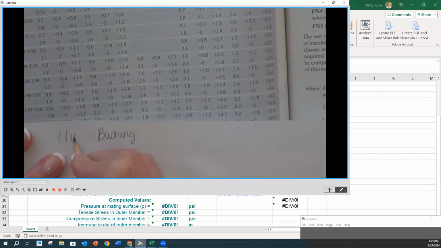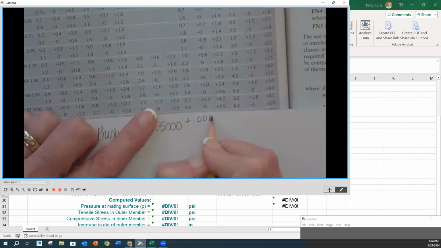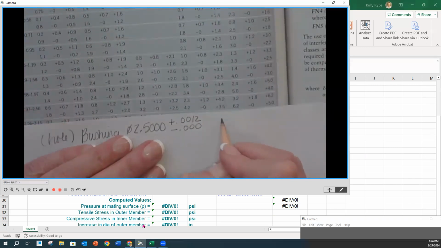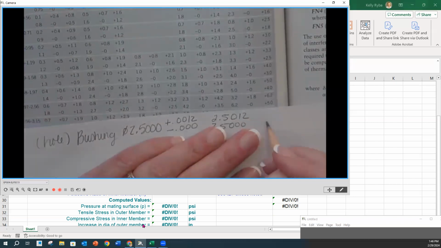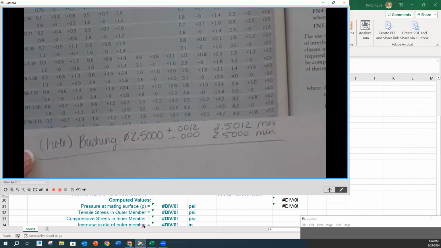So for our bushing, which is the hole, we're going to have a diameter of 2.5 as its nominal size or its basic size. And on the hole, we're going to add 0.0012 and subtract 0, which means our limits are going to be 2.5012 and 2.5000. Those are the limits. So this would be our max and this would be our min. That's for our hole.